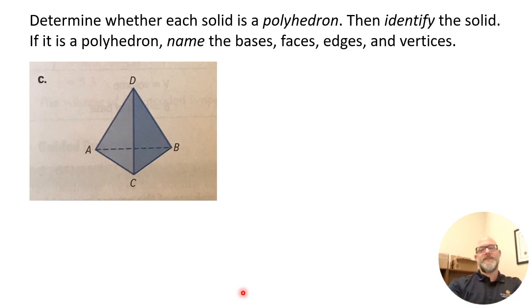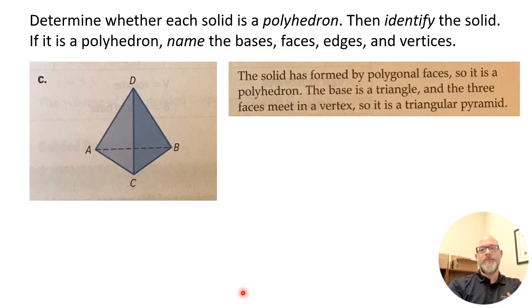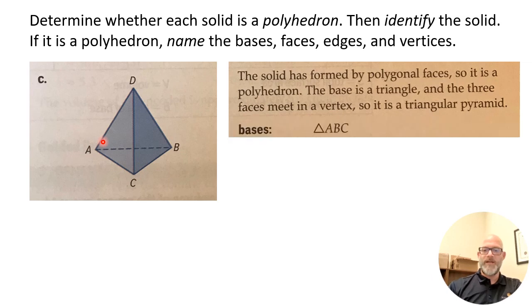All right, how about this? Is it a polyhedron? Yes or no? Yep, absolutely. Is it a pyramid or prism? Pyramid. What shape is the base? Triangular. So what do we call this thing? Triangular pyramid. All right. Name the bases. Well, how many bases are there? Just one. It's the triangle ABC. So you got to write triangle ABC.